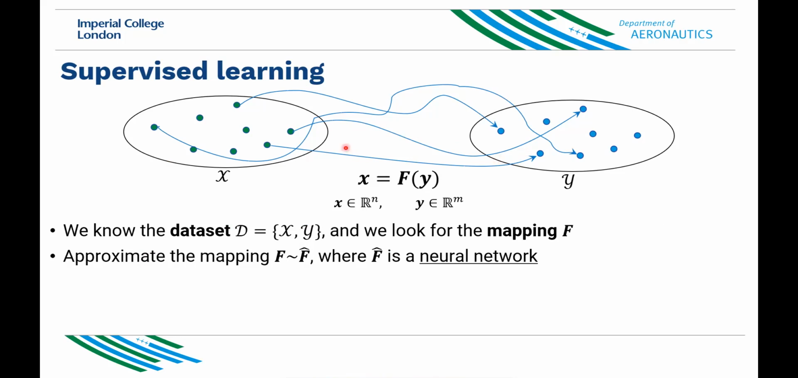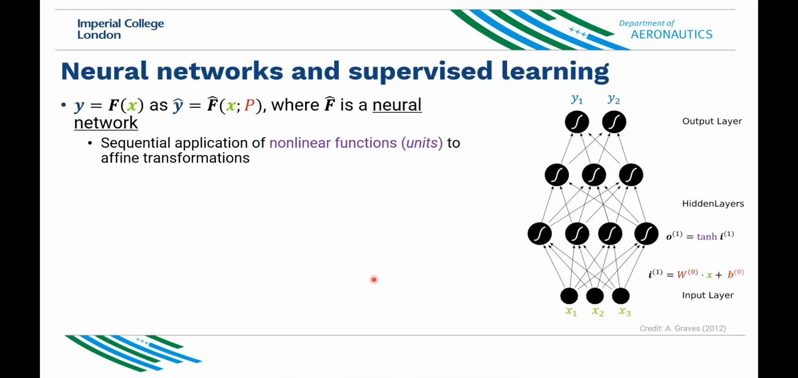So here's a primer on neural networks. We are in the supervised learning approach. So what we have is a data set of features X and targets Y. And for simplicity, we can assume features and targets to be just vectors that live in n or m-dimensional space. We have these samples, and we know that there is a mapping that connects features to targets. Our assumption is to approximate the mapping with f hat, where f hat is a neural network. And the neural network is essentially a sequential application of nonlinear functions, or units in machine learning terminology, to affine transformations.